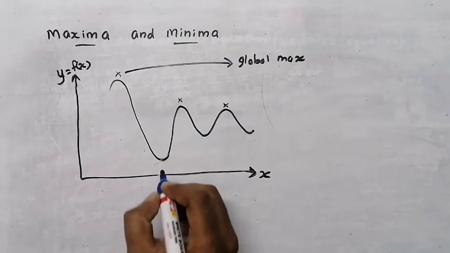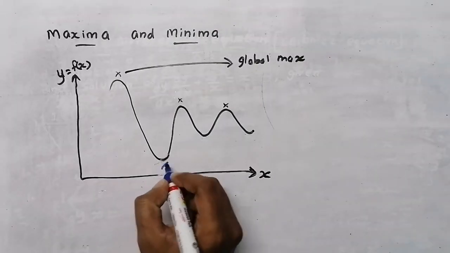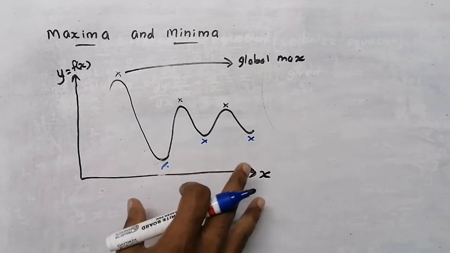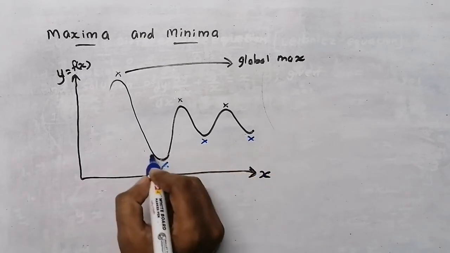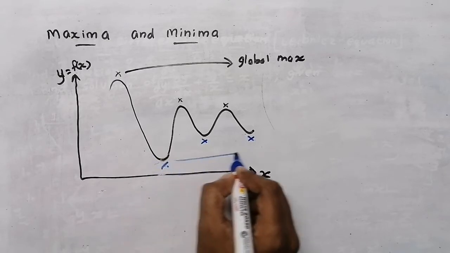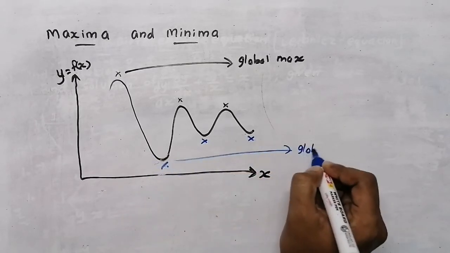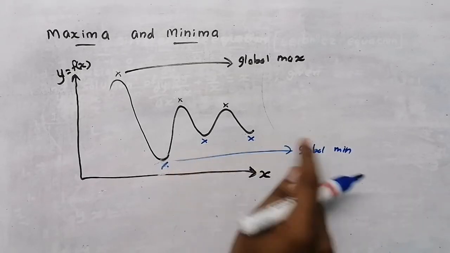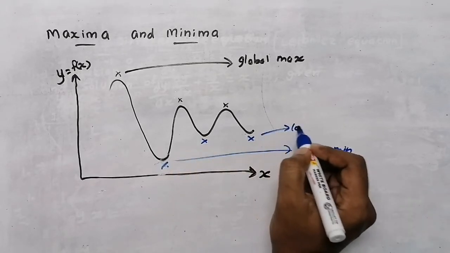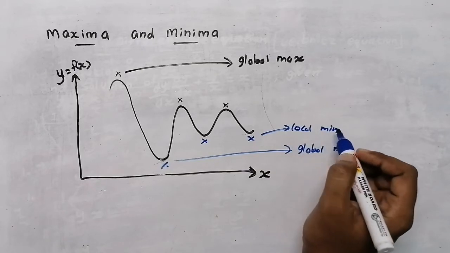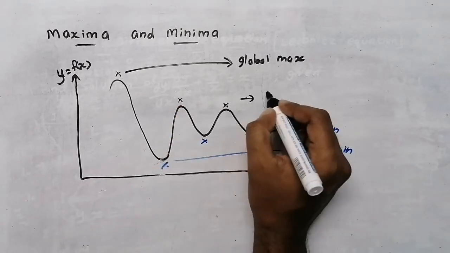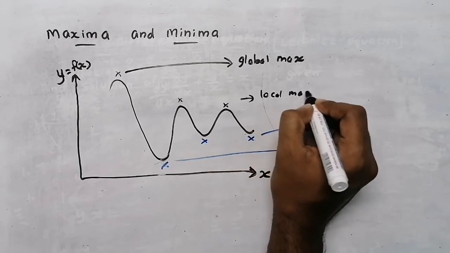Now let us look at the minimum points. See, this is a minimum point, this is a minimum point, and this is a minimum point. In this, which is the least minimum point? This one. See, this is the least one, right? So this one will be my global minimum. The remaining minimums are local minimums, and the remaining maximums are local maximums. Hope I made it clear to you.